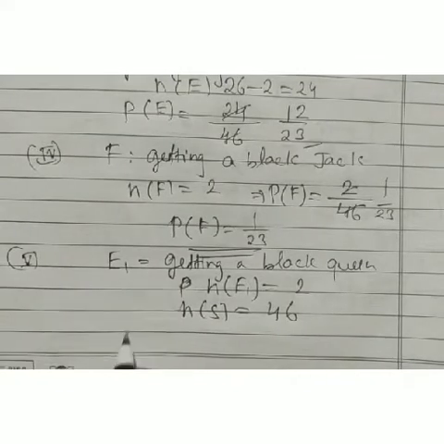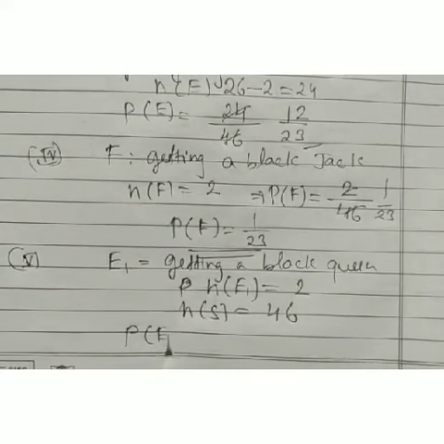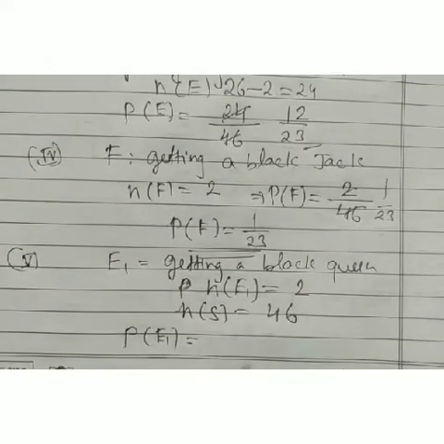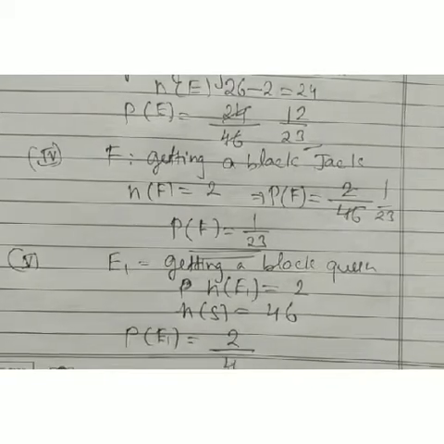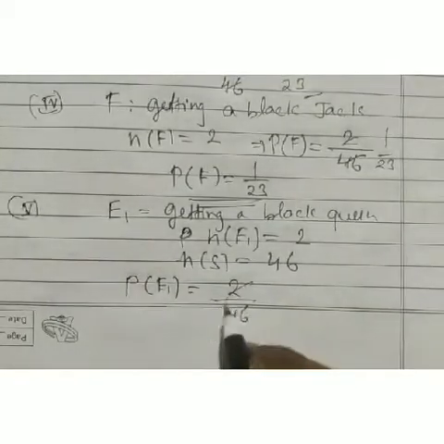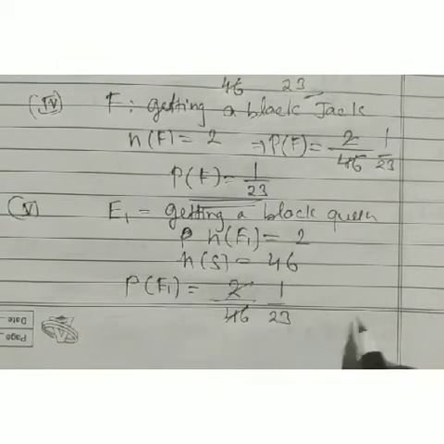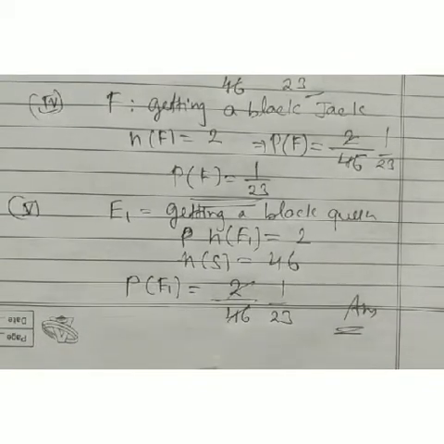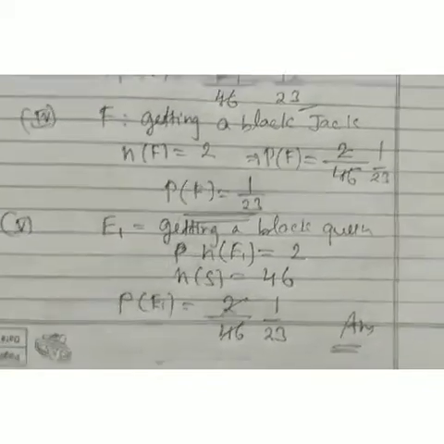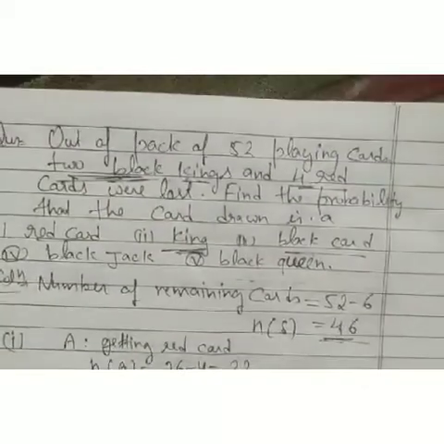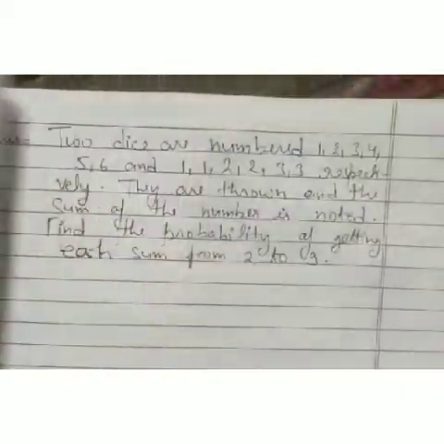Now the probability of E, that means the probability of getting a black queen, is 2/46. Then we are going to solve it, and this is our required probability for this problem. Now we move on to our next problem.